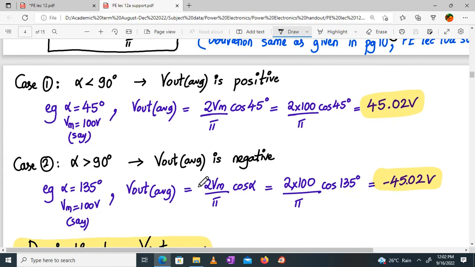But when alpha is greater than 90 degree, your average value of the output will be negative. From the formula only. So in this case, if alpha is let's say 135 degree and your Vm is 100, so 200 divided by pi into cos 135 will be minus 45.02 volt. You can check it out. So this is a very crucial point.